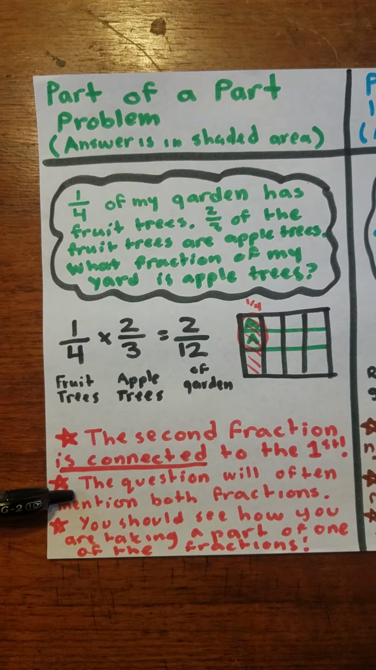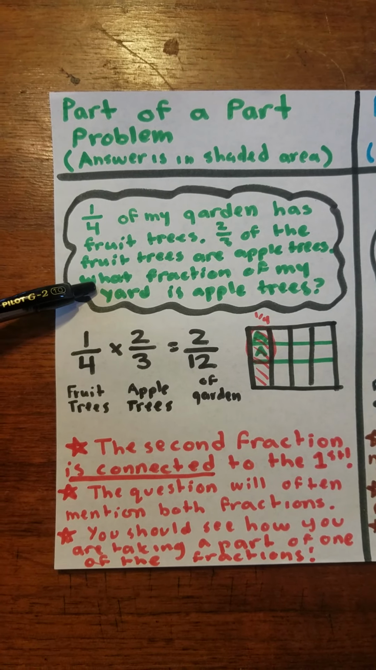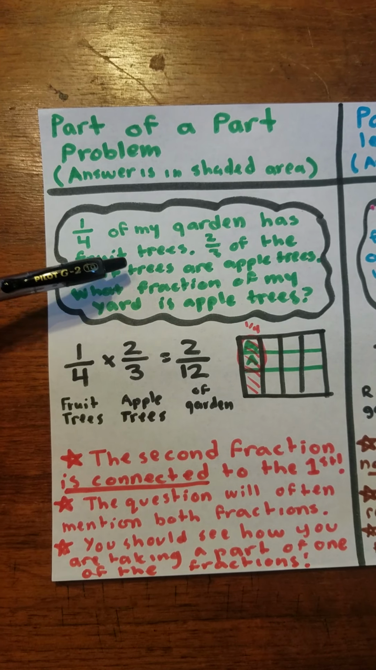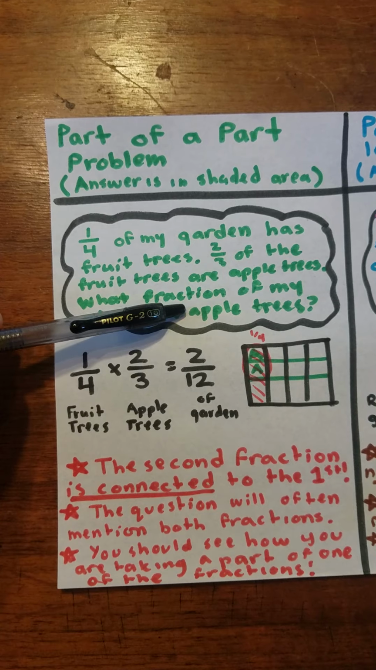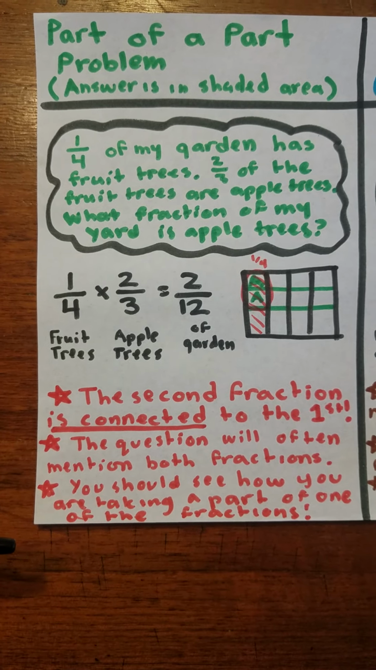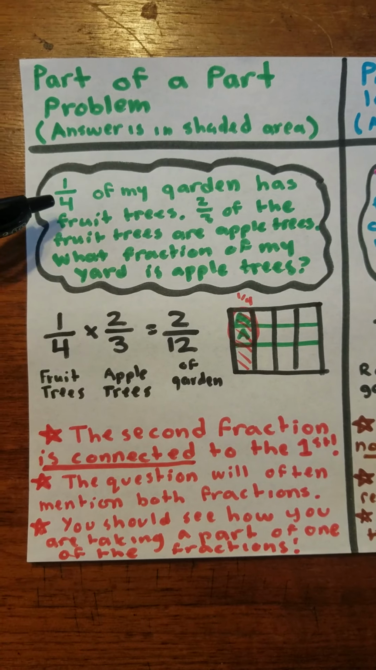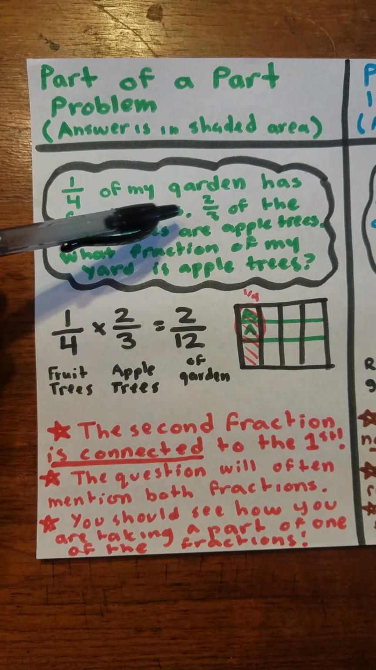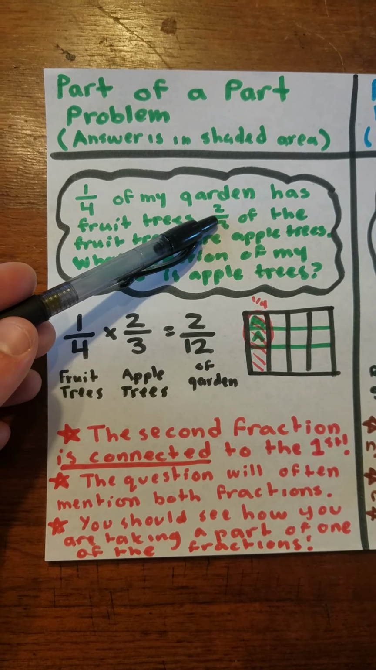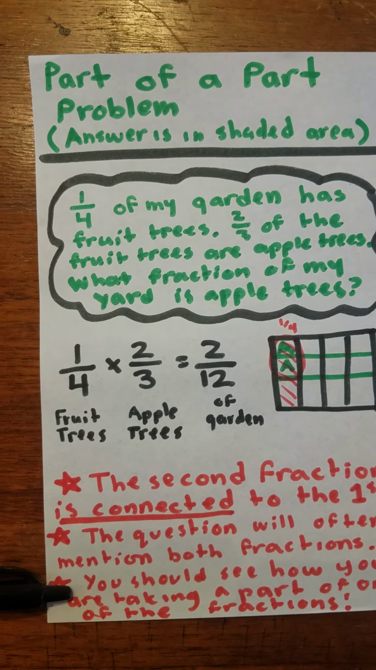You also notice that the question will often mention both fractions. Like here, what fraction of my yard is apple trees? Even though you don't see the fruit trees there, you know that the apple trees are fruit trees. Finally, you should see how you are taking a part of one of the fractions. And that's what you see here. If 1/4 of my garden is fruit trees and 2/3 of those are apple trees, you can see that you are taking a part of that original part. So that helps us solve everything.